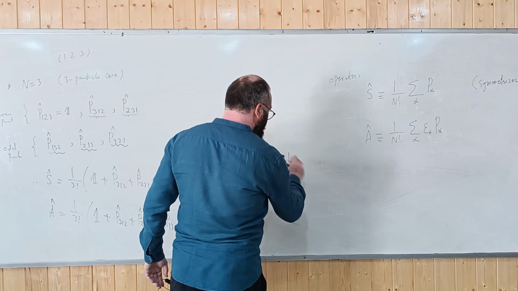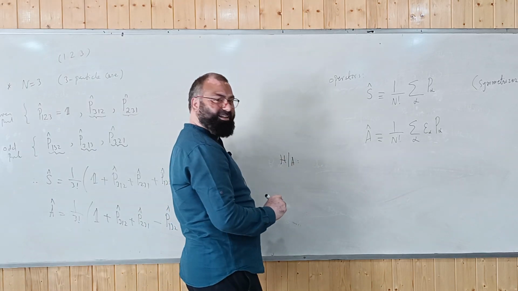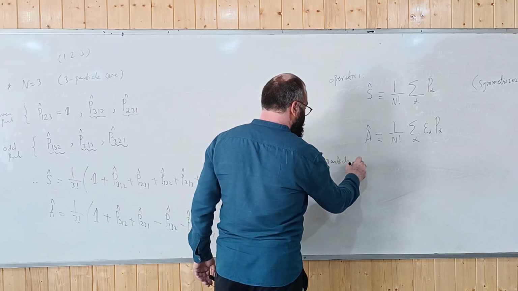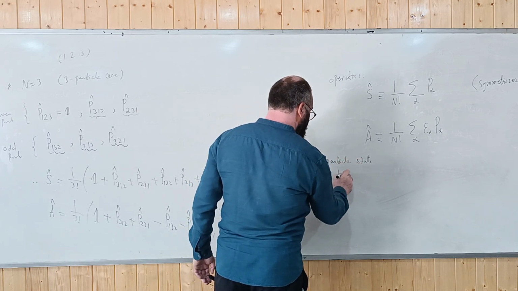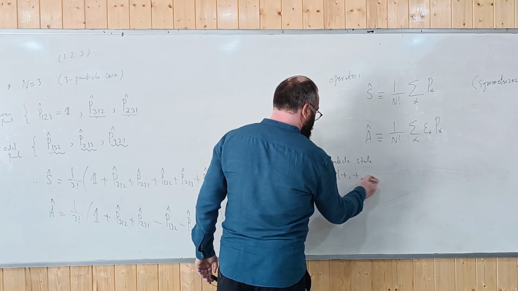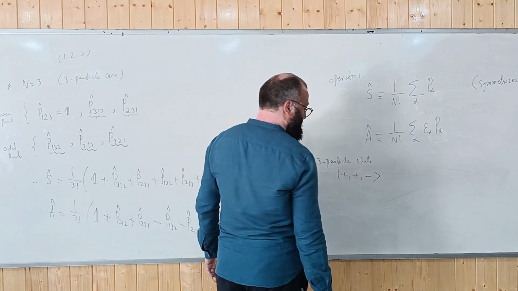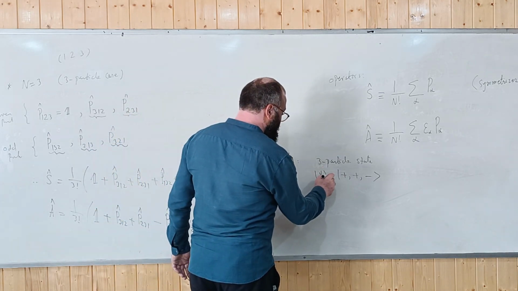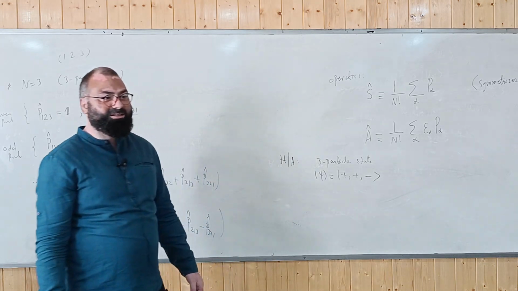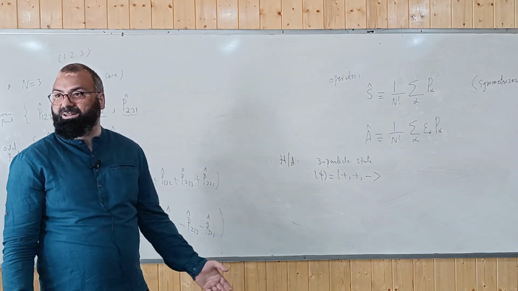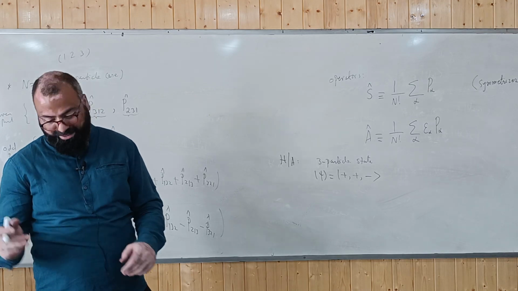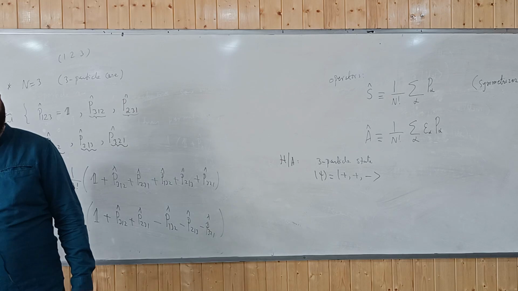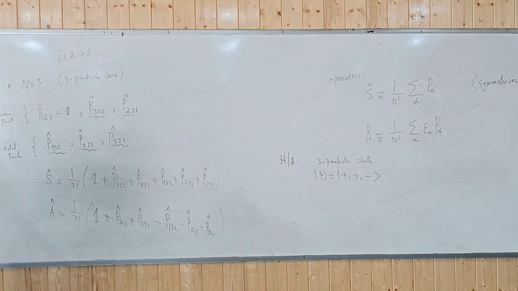I will give you a 3 particle state. Clear? Let's take a simple 3 particle state, with a plus and a minus. So I am giving you the state psi equal to this, and you need to make it symmetric as well as antisymmetric. Got it? Just apply S and A on it, you will get a symmetric state or an antisymmetric state. Okay? So that's it.